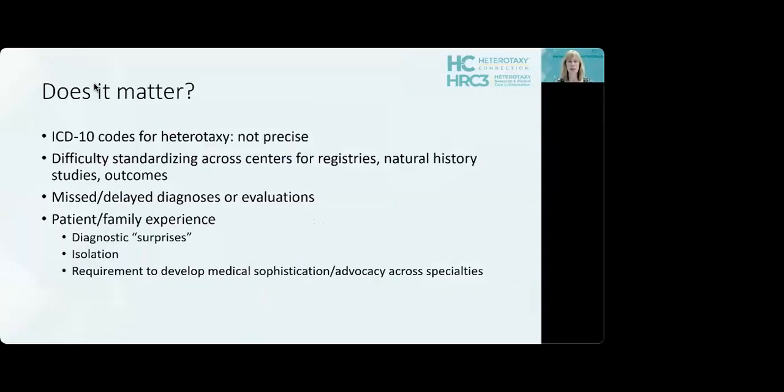And certainly in talking with patients, I've heard multiple times of them not knowing that they had an immune deficiency until they were in their 20s, for example. And then just in terms of the patient and family experience, we risk these diagnostic surprises. Some isolation, where families are told that they have never seen that anatomy before, where in reality they could be told, oh yes, this is part of the heterotaxy spectrum. And it means that we're requiring the families to really develop the medical sophistication and advocacy across specialties rather than us being proactive in doing that.